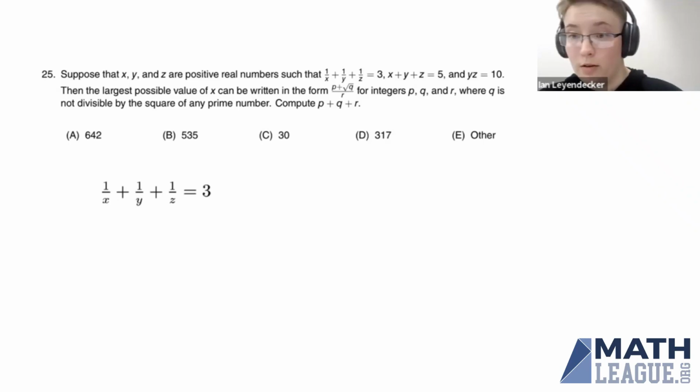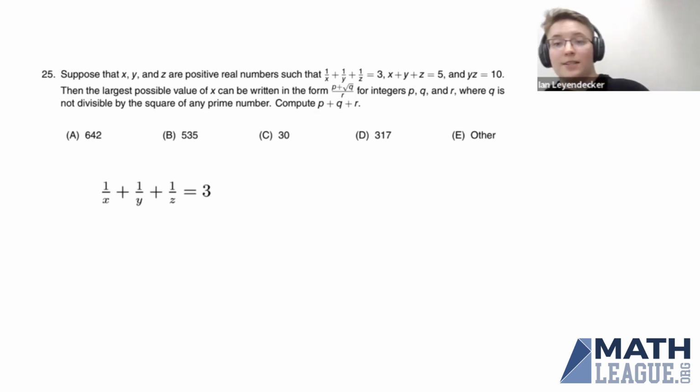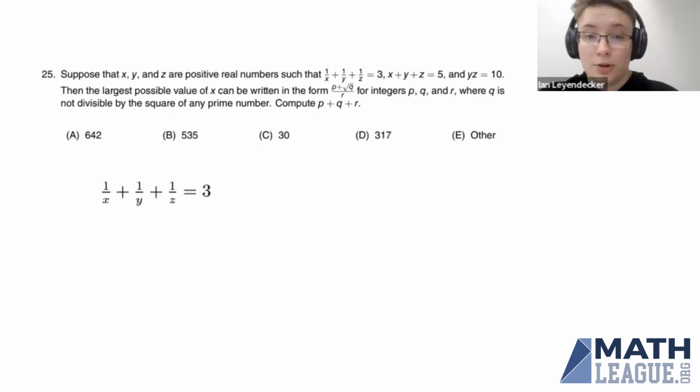So when working on problem number 25, we saw a problem that reads: suppose that x, y, and z are positive real numbers such that 1/x + 1/y + 1/z = 3, x + y + z = 5, and yz = 10. Then the largest possible value of x can be written in the form p plus square root of q, over r, for integers p, q, and r, where q is not divisible by the square of any prime number. Compute p + q + r.